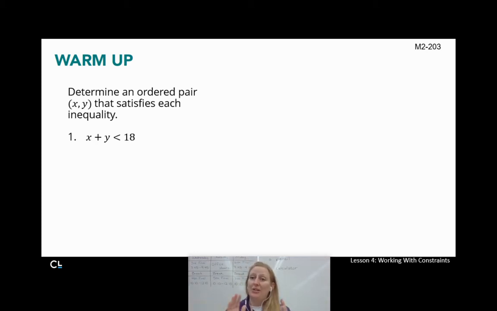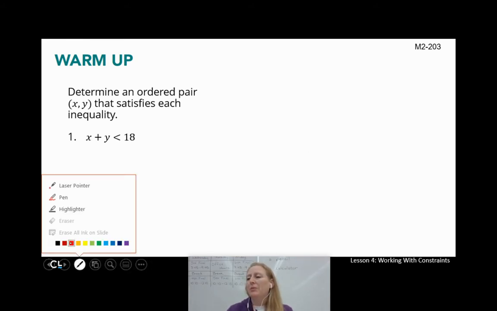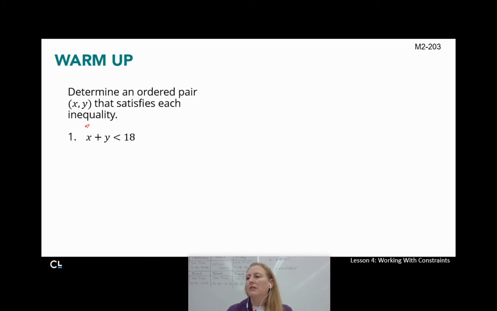Now, as you can imagine, there's actually a lot of right answers here, right? Because you're just looking for a number for x, a number for y that, if added together, would be less than 18. So you can pick a lot of different things. I'm just going to pick 2 and 3, right? Because 2 plus 3, if I add those together, that's 5, which is less than 18. So that would make that statement true. I do need to write it as an ordered pair, though. It did say to determine an ordered pair. So fine, my x-coordinate is 2, my y-coordinate is 3, and there's the ordered pair.